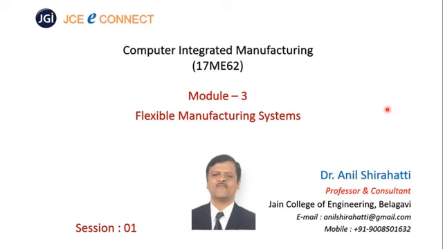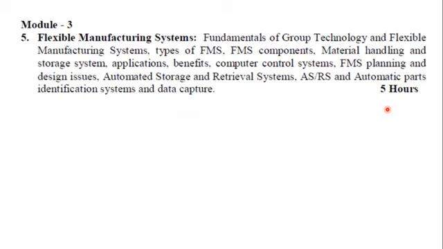So today we'll start with a new module, that is module 3 on flexible manufacturing system of the subject computer integrated manufacturing, that is code 17ME62. So in today's session, first we will see what are the contents.